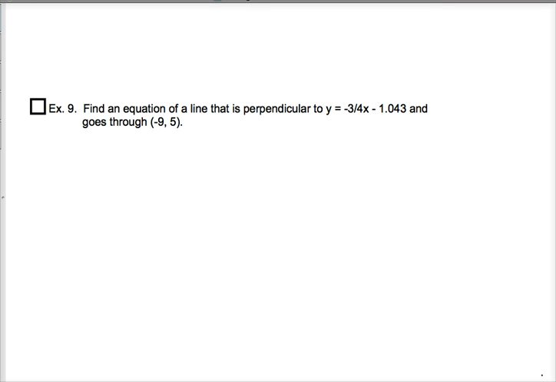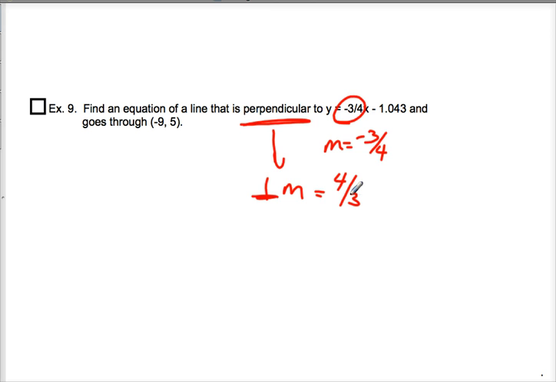Perpendicular line. Here I got y equals negative 3/4 x minus 1 point, I put the 1.043 just to show you that's goofy, and that really doesn't matter. All I need is that the slope of this line is negative 3/4. If the slope of that line is negative 3/4, then the perpendicular slope, that's that upside down t for perpendicular, would have to be, flip it over, change the sign, 4/3. Right, so I used the given equation to get its slope. I then flipped it, turned its sign to get the 4/3 for a perpendicular line.